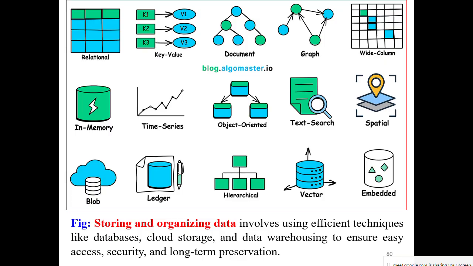Then a document data structure, then we have a graph based data structure and wide column, in-memory computation, time series data, object oriented, text search, spatial data, blob, and ledger, hierarchical, vector, embedded. These are the various ways of storing and organizing data. It involves efficient techniques like databases, cloud storage, and data warehousing to ensure easy access, security, and long term preservation.